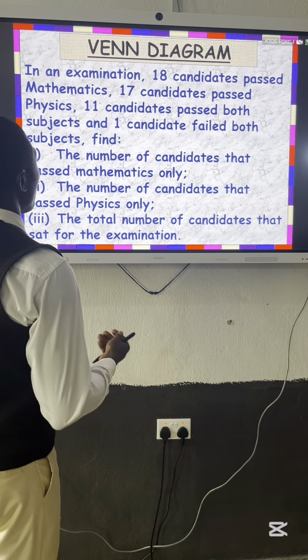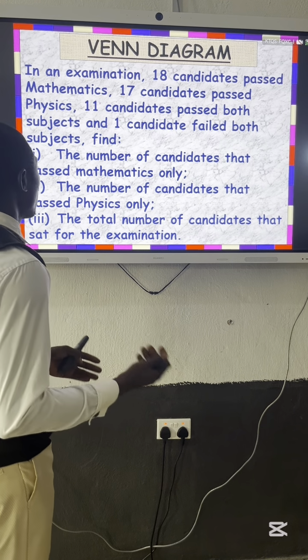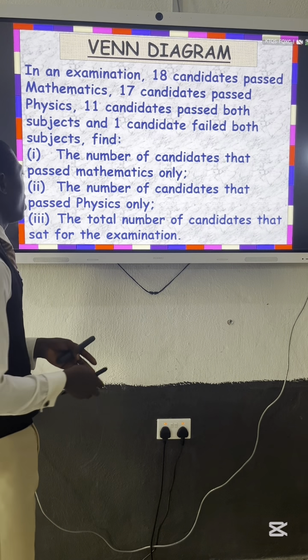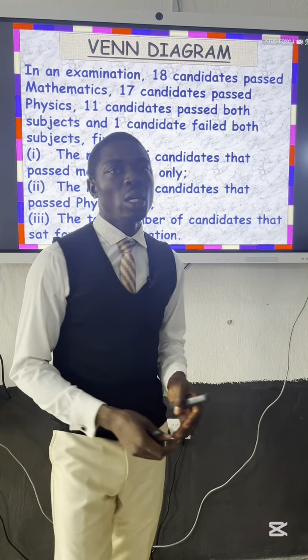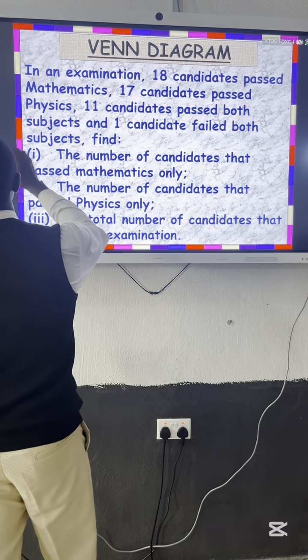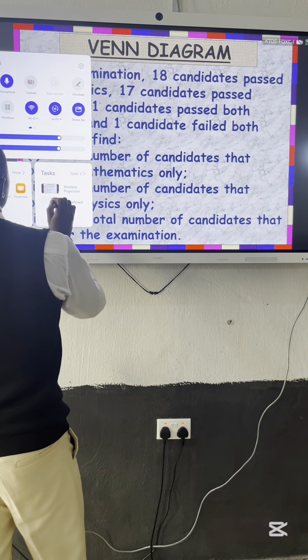The second part says the number of candidates that passed physics only. And the last part of the question says the total number of candidates that sat for the examination. Okay, so let's answer the question together now.